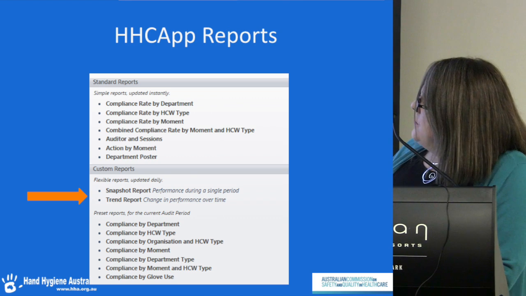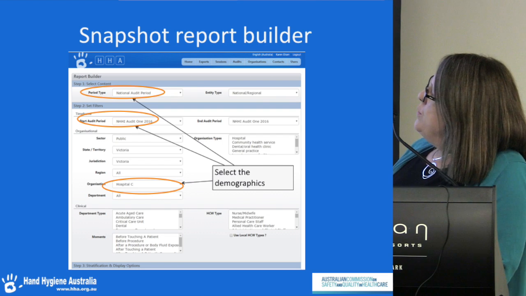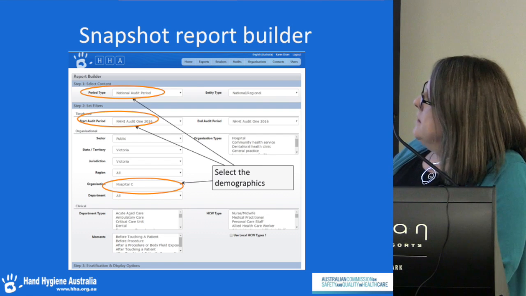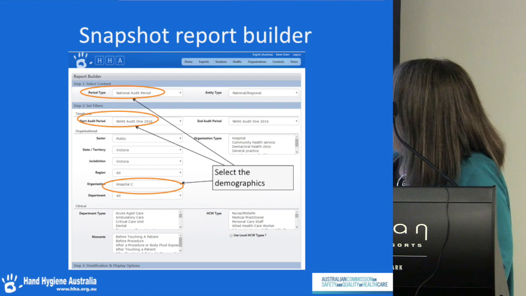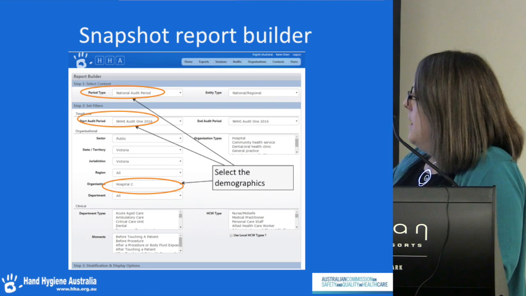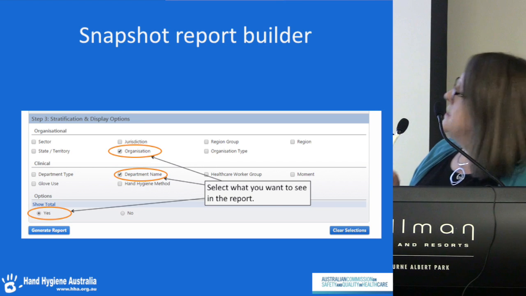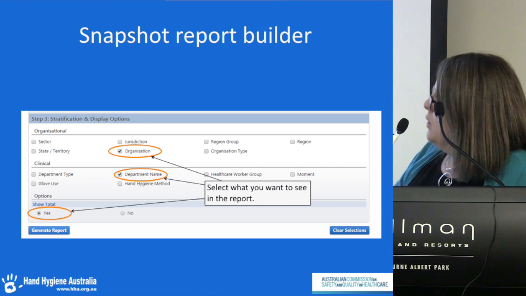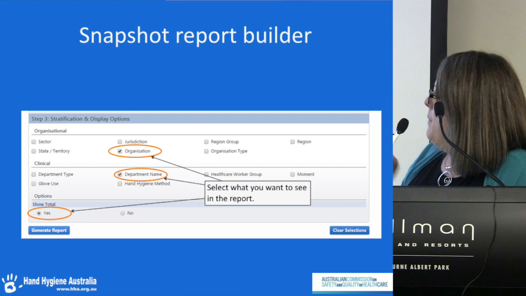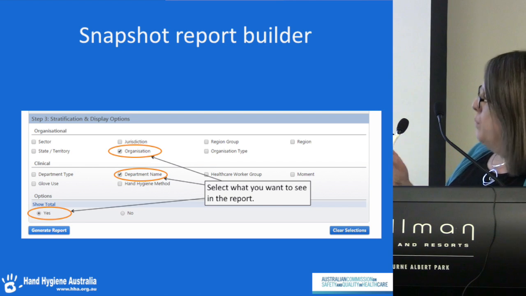So next we'll look at the newer snapshot and trend reports. With building the report, the first thing to do is select the demographics, select what it is that you're looking for. So I've picked Audit 1 2016 and the hospital that I want to look at. The next thing I need to do is select what I want to see in the report. So I've selected organisation, so there'll be a column for organisation, department name, and that yes, I want to see the total number of moments in the report.